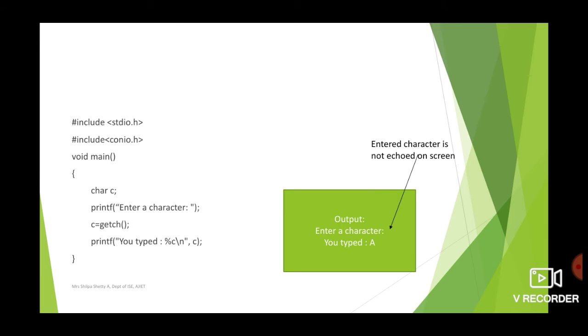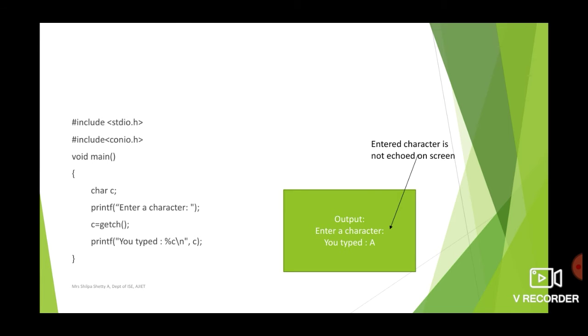printf "Enter a character". So we are asking the user to enter a character. The character that is entered by the user has to be stored in the variable c, so we need to write c = getch(). This is different from gets. If c was a string, you would write gets(c), whereas here it's not like that. It is c = getch().